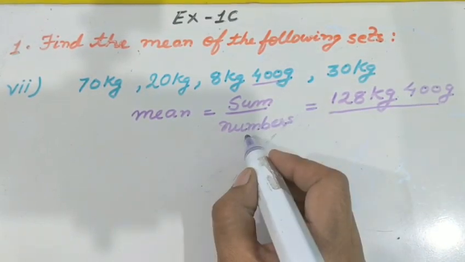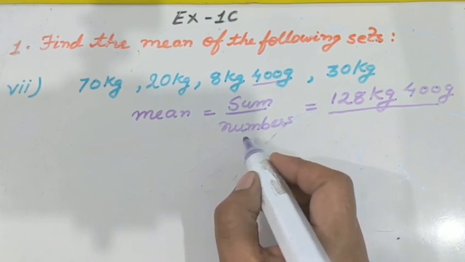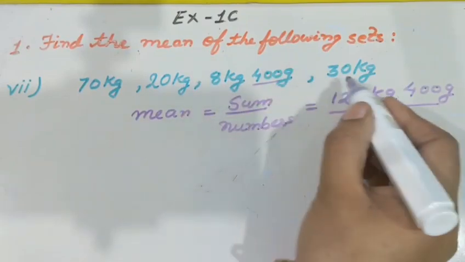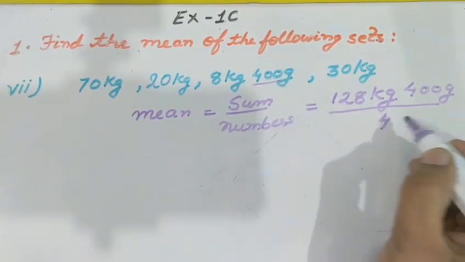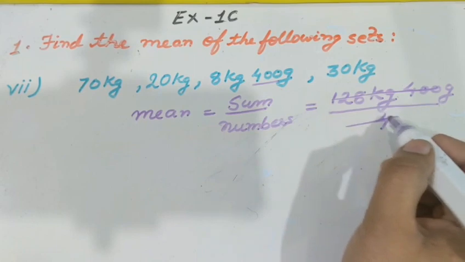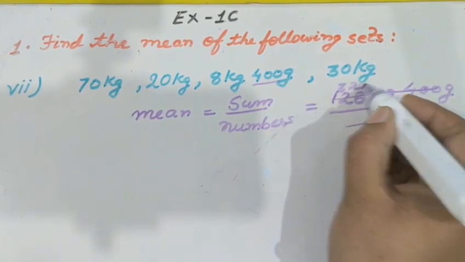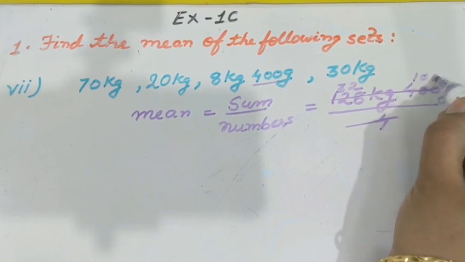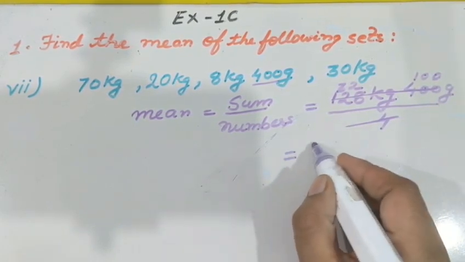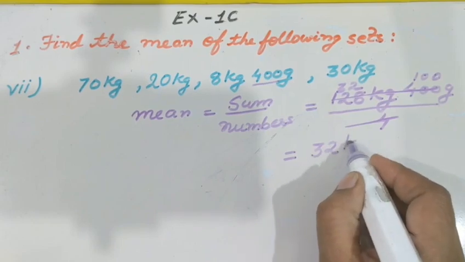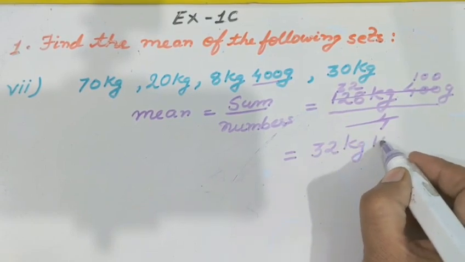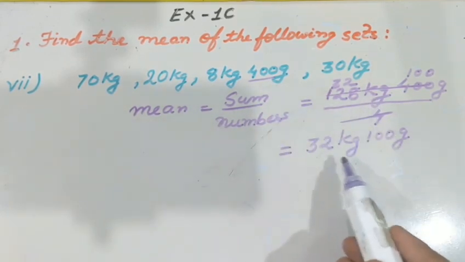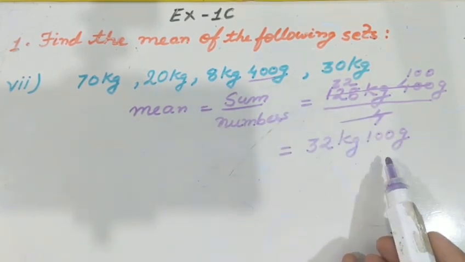Divide by the number of observations. So how many observations do we have here? 1, 2, 3, 4. So divide by 4. So when you simplify, it will go how many times? 4 threes are 12, 4 twos are 8. Here 4 ones are 4 and 0 0. So equals 32 kgs 100 grams. Hence the mean of these observations equals 32 kg 100 grams.